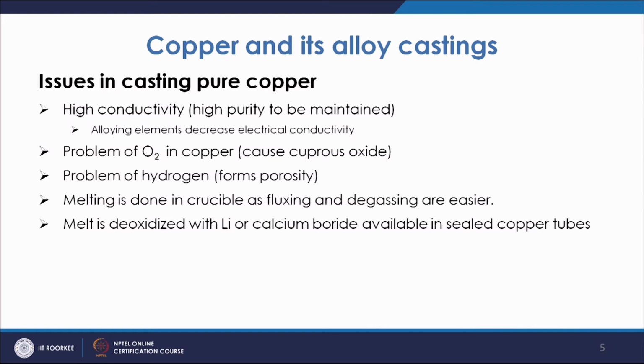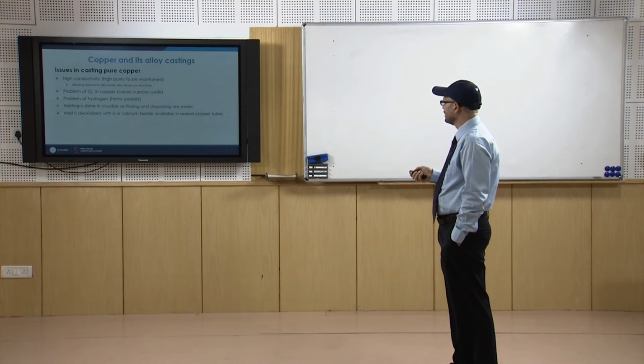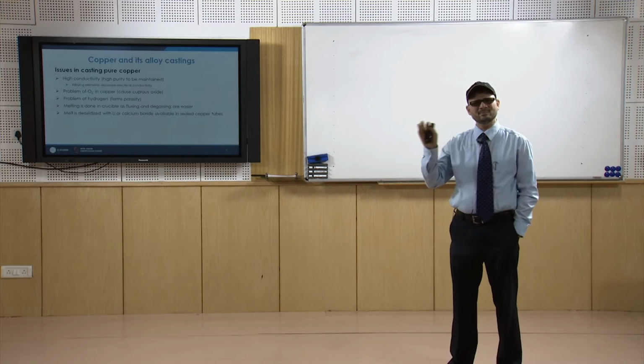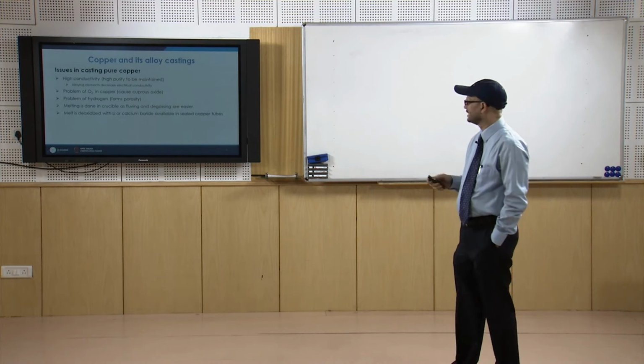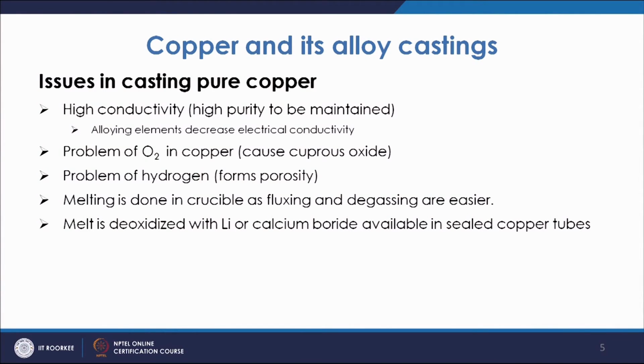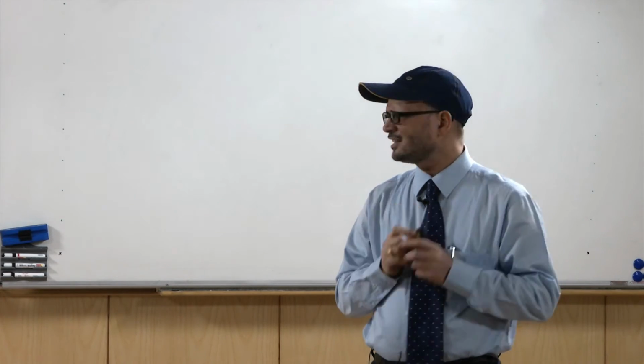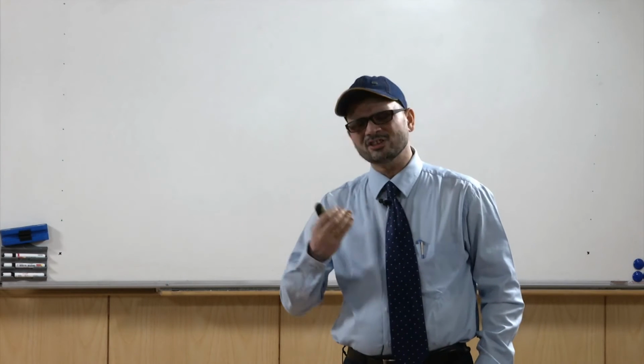There are many elements which are basically decreasing the conductivity of this copper. Even 0.1% or 1% of certain elements are reported to cause a lot of change in the electrical conductivity, and among them phosphorus, although it is a deoxidizer, decreases the conductivity a lot. So, that is a challenge while casting or producing pure copper, because if there is impurity even in a slight amount, then it will decrease its properties.